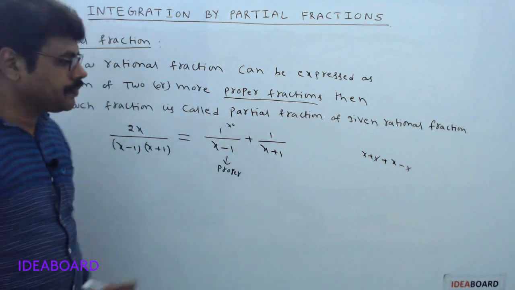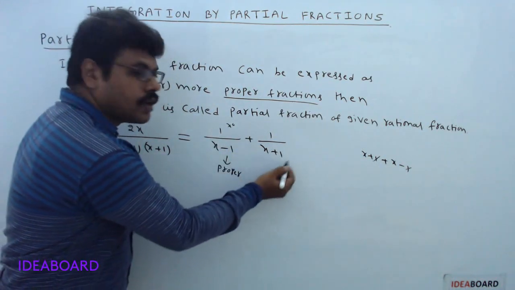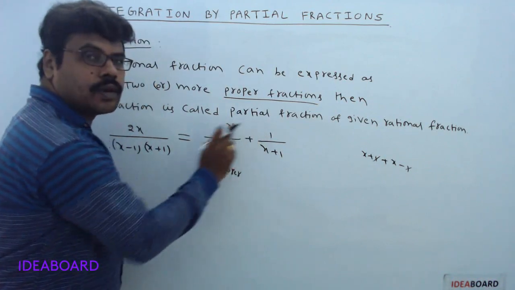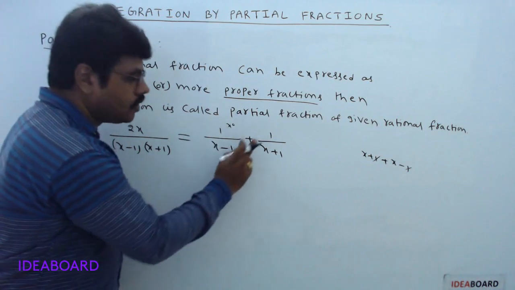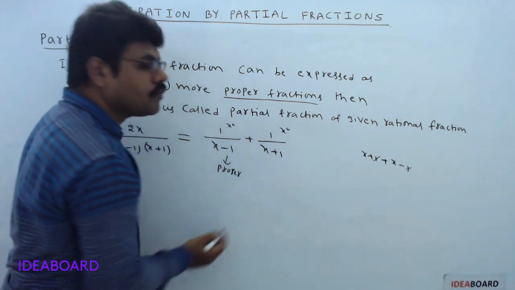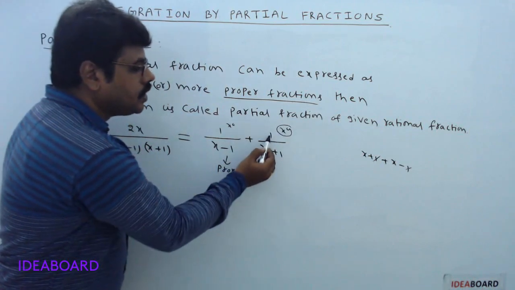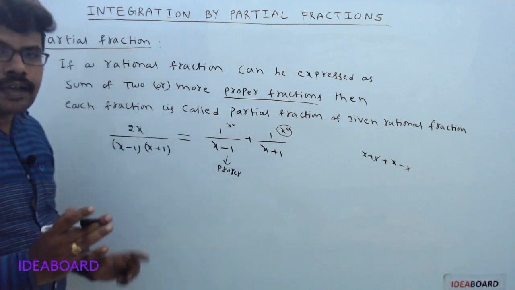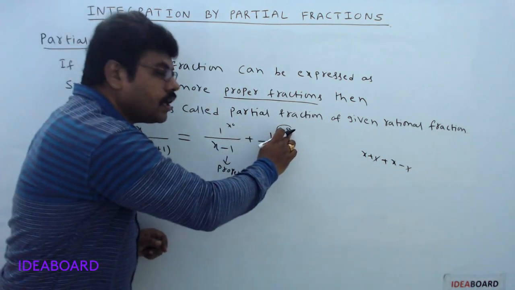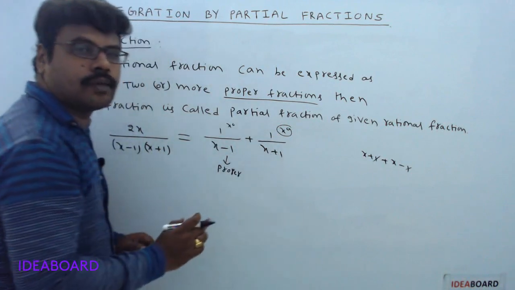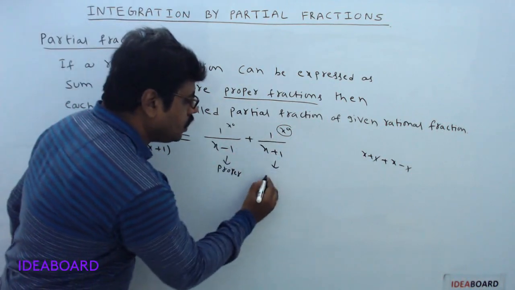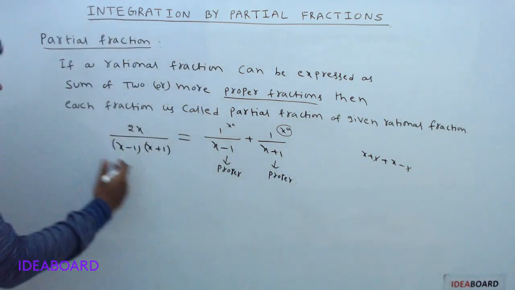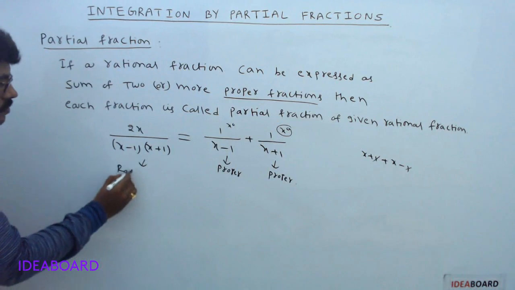Then come to the second term. What is the degree of x plus 1? Degree of x plus 1 is 1. What about the degree of its numerator? Here 1 will be there. 1 can be expressed as x power 0. So degree of numerator will be 0. Degree of denominator 1. Clearly degree of numerator is less than degree of denominator. So it is also a proper fraction. Now basically this is a rational fraction.